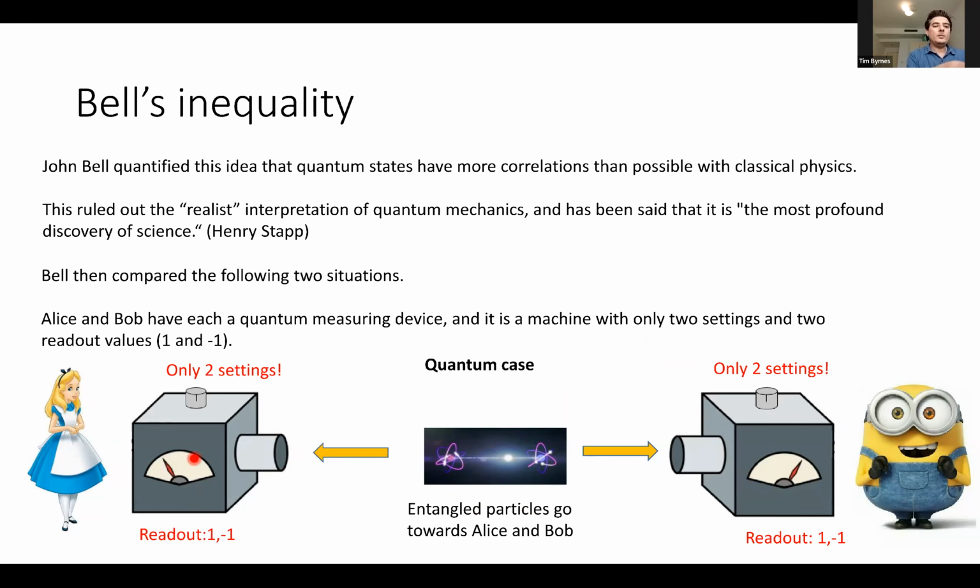And these measurement boxes have 2 settings. So these guys can change the settings of the boxes, and there will be a readout of the spin, and there are only 2 values of the readout because these are qubits. So there's 0 and 1, or I think I wrote plus and minus. Okay, and that's the basic setup that we're going to consider.